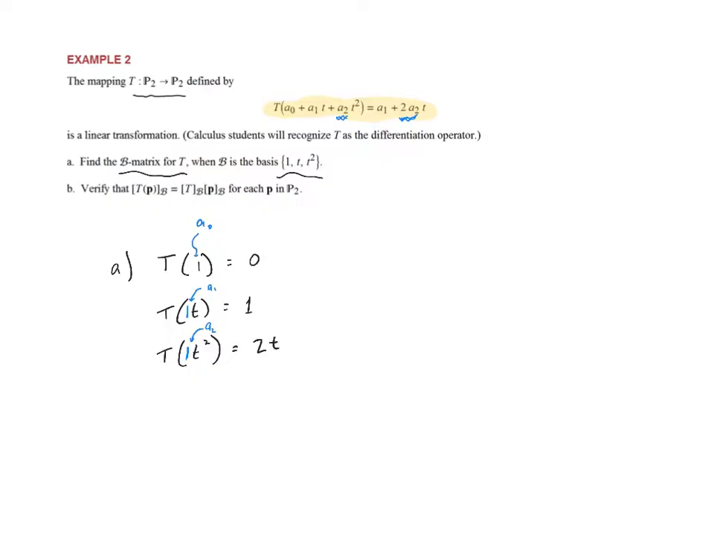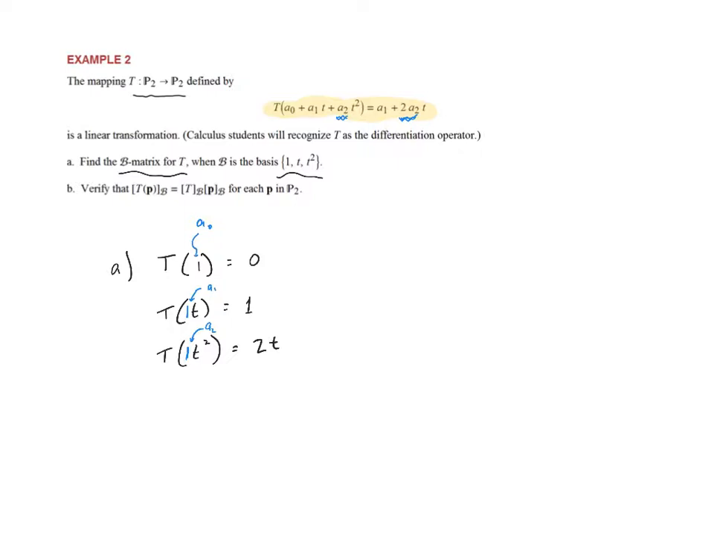So what did we just do, by the way? If you take the derivative of 1, you get 0. If you take the derivative of t, you get 1. If you take the derivative of t squared, you get 2t, right? But we've done it with a formula instead of calculus.